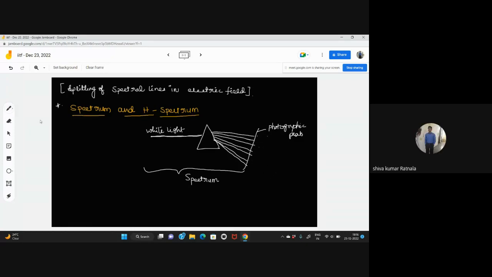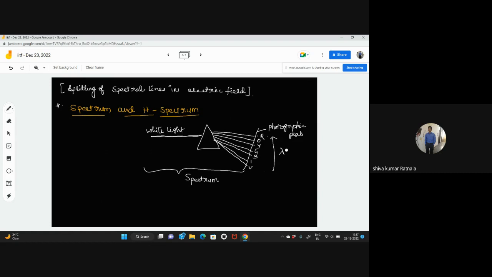Frequency and wavelength are opposite. Violet color will have more deviation when we are observing. Increased wavelength will be like this.